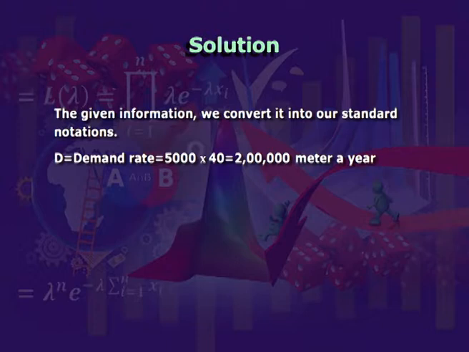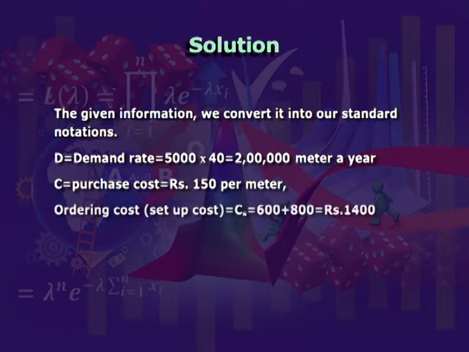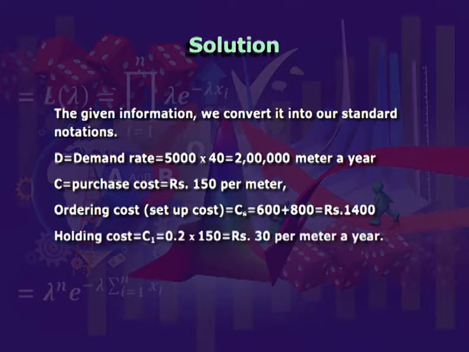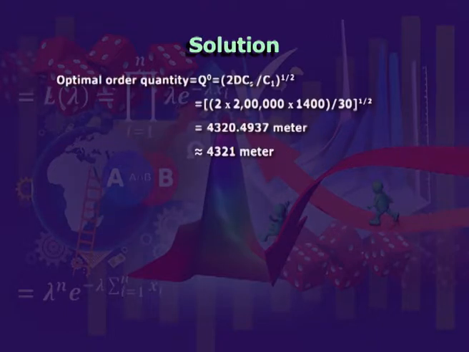200,000 meters per year. Capital C, the purchase cost, is equal to rupees 150 per meter. Ordering cost or setup cost, denoted by CS, is equal to 600 plus 800, which is rupees 1400. Holding cost C1 is given by 0.2 multiplied by 150, equal to rupees 30 per meter a year. Optimal order quantity Q0 is given by the formula square root of 2 into D into CS divided by C1.